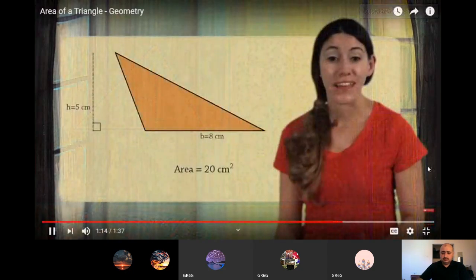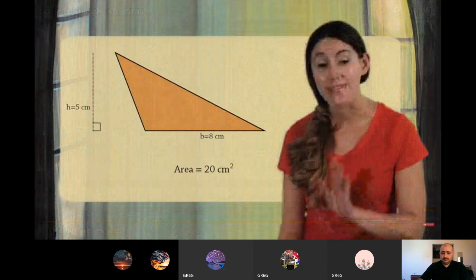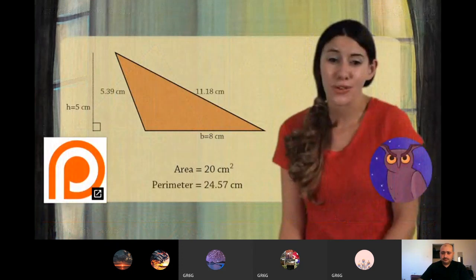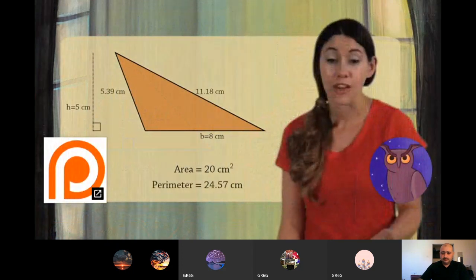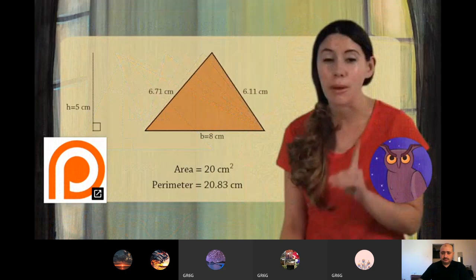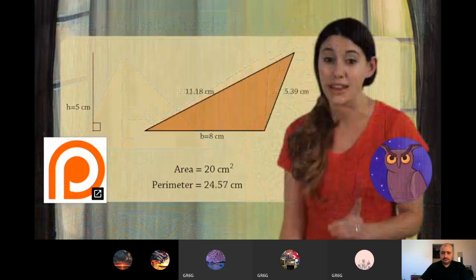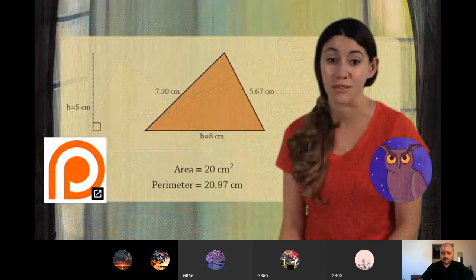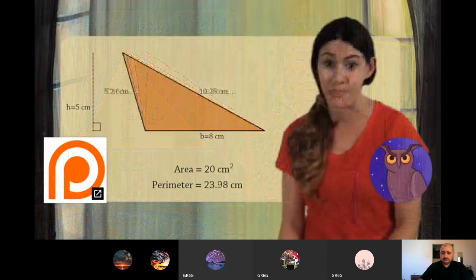It's essential to note that the area only depends on the base and the height. The lengths of the other two sides are unimportant. If we keep the base and height fixed, but move the top vertex left and right, then the perimeter changes, but the area remains the same.